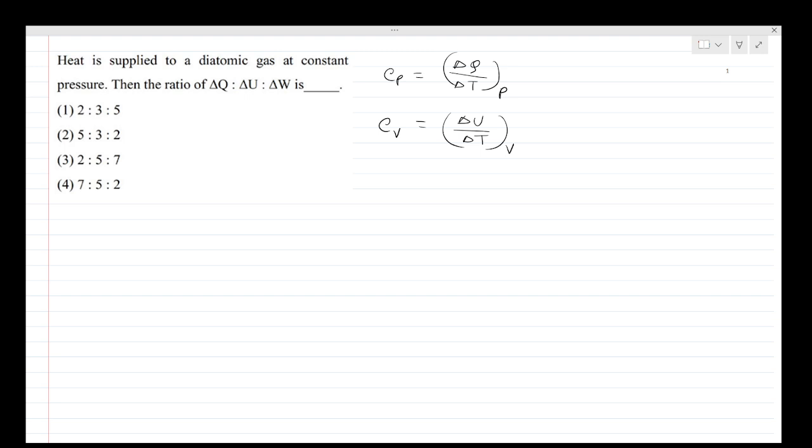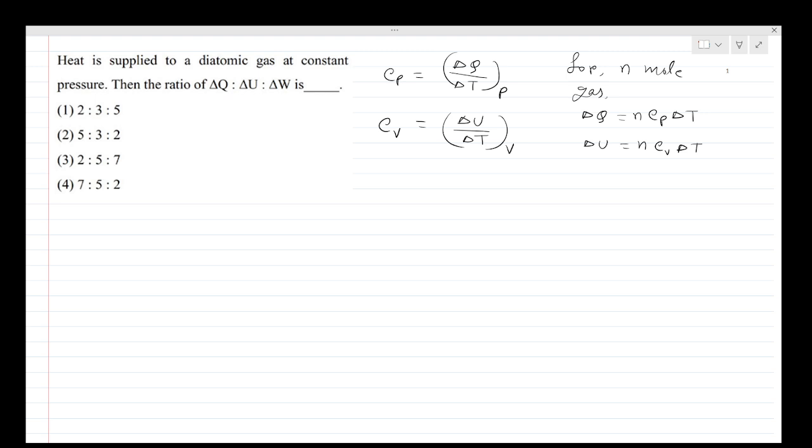From this expression, since no measurement is given here, we can take the general form for n moles of gas. We can write the expression of delta Q equals n into Cp into delta T, and for delta U, the change in internal energy will be n Cv into delta T.